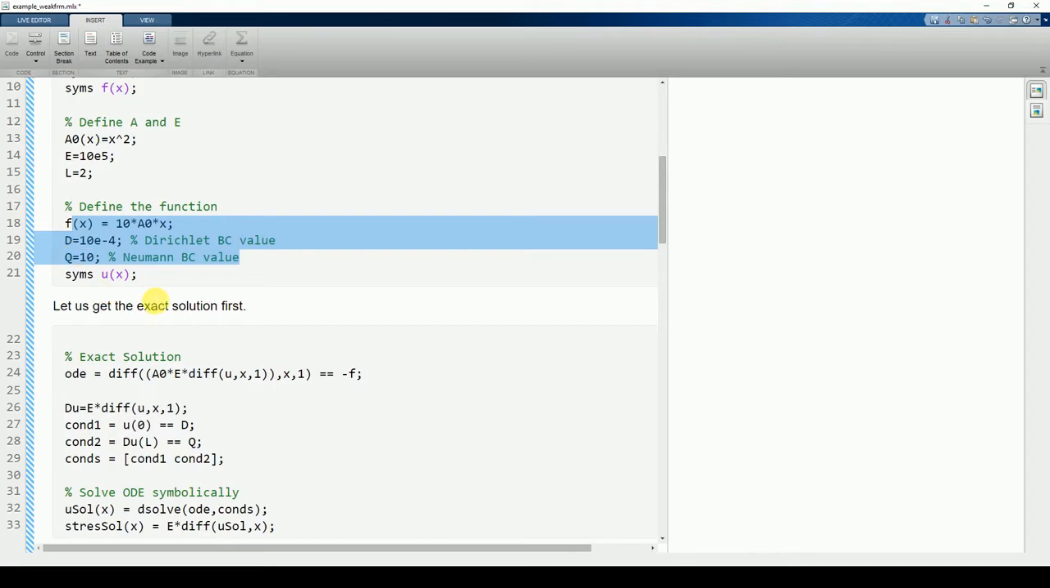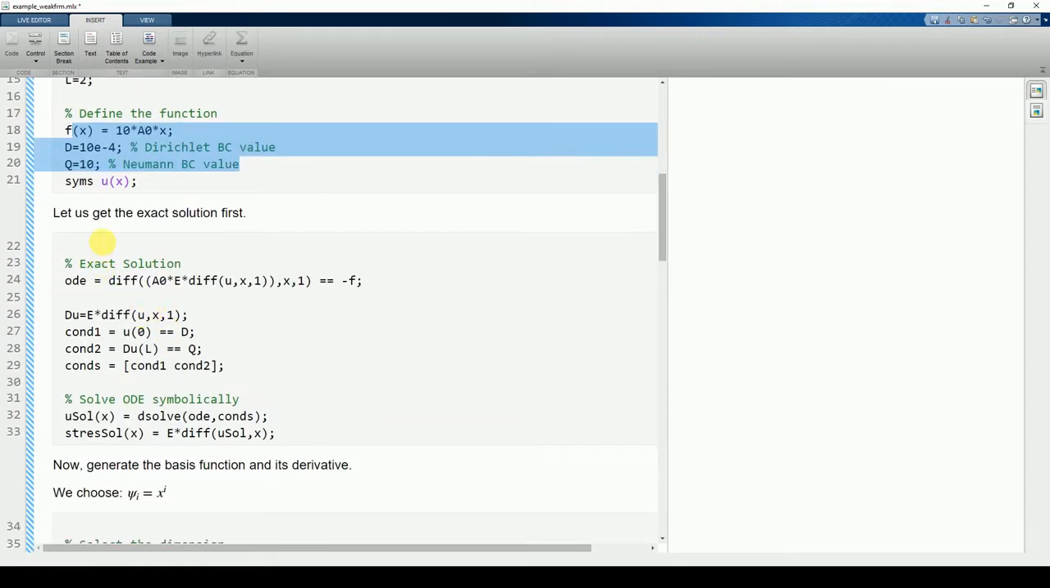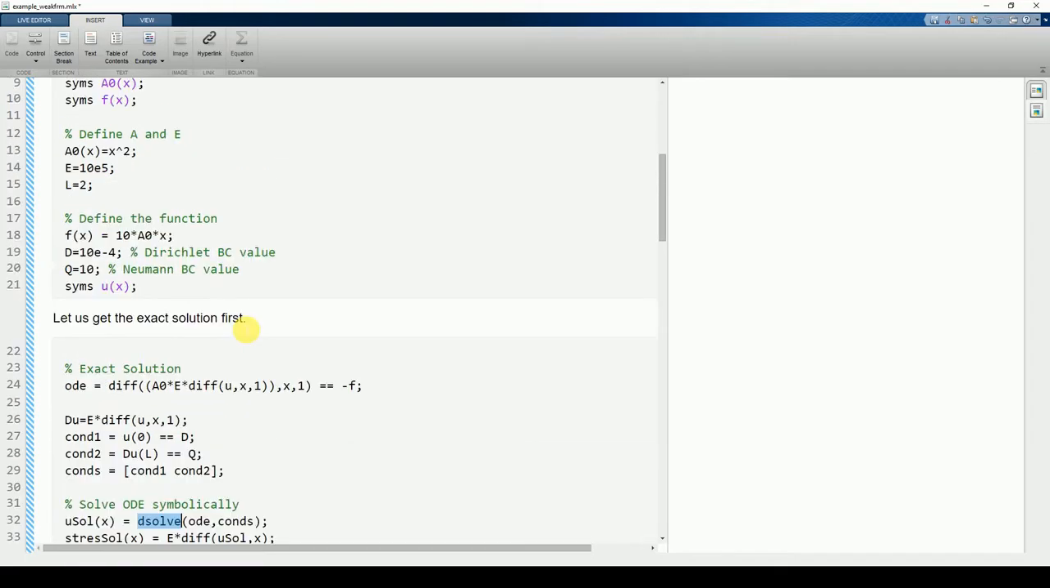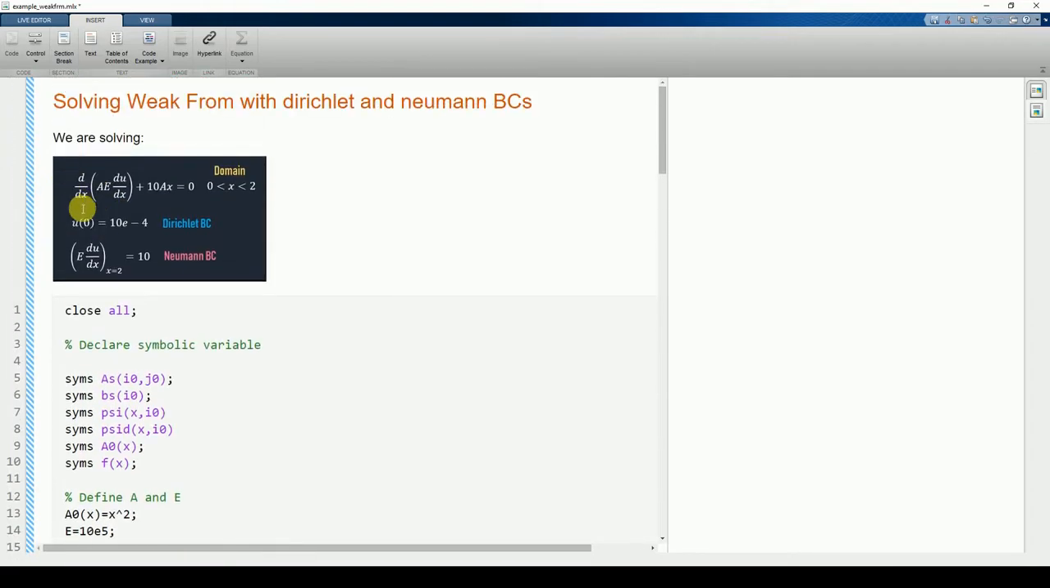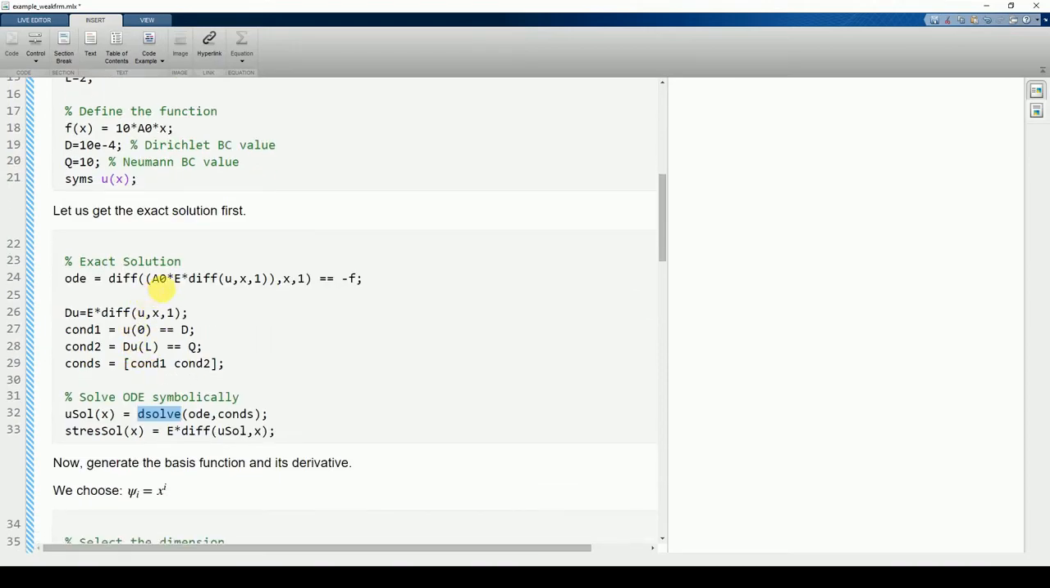Now we solve it using the symbolic function called dsolve. We first define the ODE like this. Since there is a double derivative, it is the differentiation of A naught E times the differentiation of u with respect to x, which equals minus f. So this is what our ODE is. We define the initial conditions. In the first one, we are differentiating u because we want to specify the Neumann boundary condition. So these are the two conditions: one is Dirichlet, another one is Neumann. This is condition 1 and condition 2.